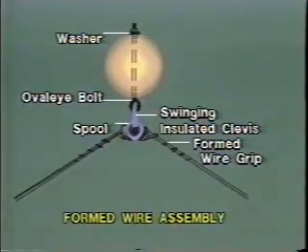The neutral wire assembly includes a swinging insulated clevis with a spool insulator. The neutral wire is tied to the spool with a formed wire grip. The clevis is mounted to the pole with an oval eye bolt and a lock nut.